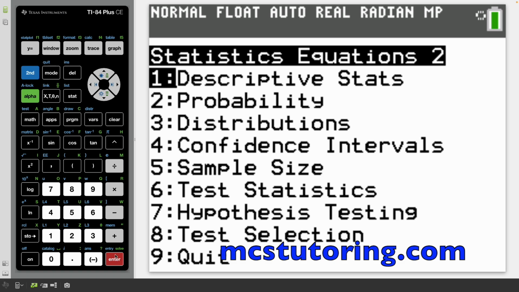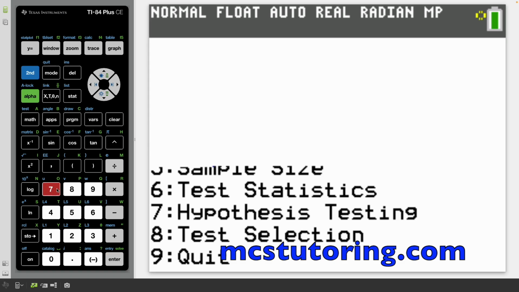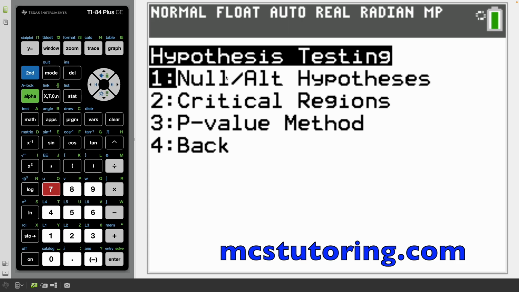Now, here's the big thing. Actually, 8 is going to be test selection, but let's go through hypothesis testing. Just want to talk about null versus alternative hypothesis, critical regions, and the p-value method. So, oh man, this would have helped me so much, so much.